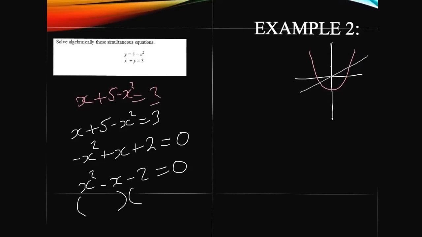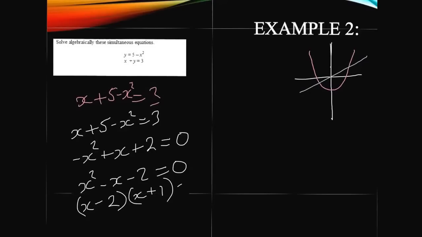So remember, factorising, we're finding numbers that multiply together to give us minus 2 and add together to give us minus 1. So we're definitely going to have a 2, we're definitely going to have a 1. I'm going to have to have minus 2 and positive 1 here. So my solutions are going to be x equals 2, and another solution, x equals minus 1.